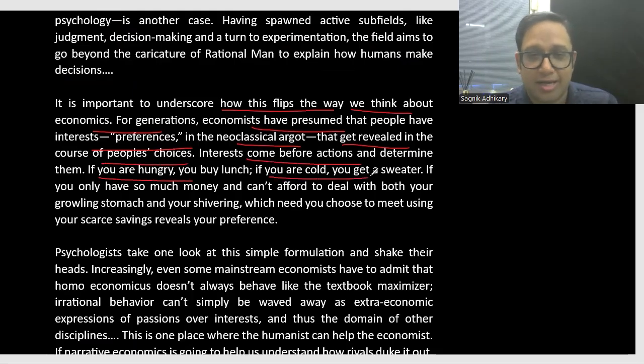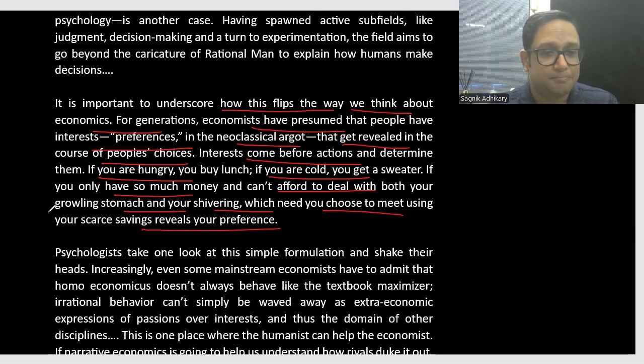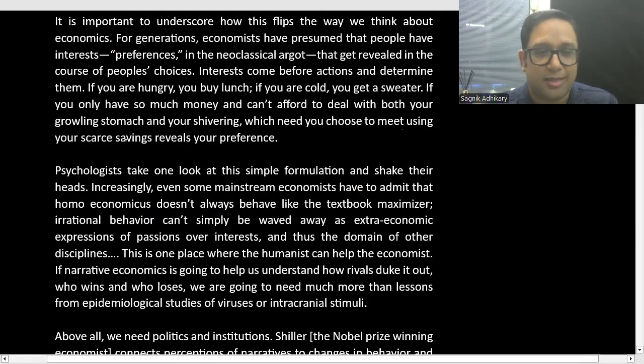If you're hungry, you buy lunch. If you're cold, you get a sweater. If you only have so much money and can't afford to deal with both your growling stomach and your shivering, which need you choose to meet using your scarce savings reveals your preference. This is the traditional sense of economy.